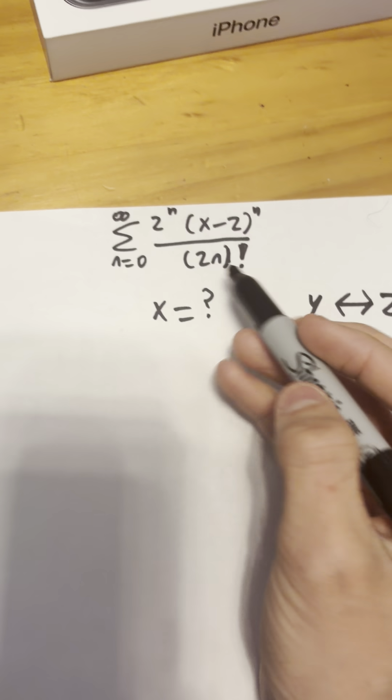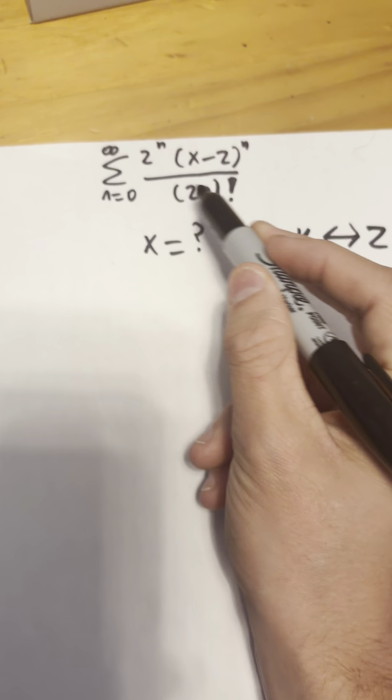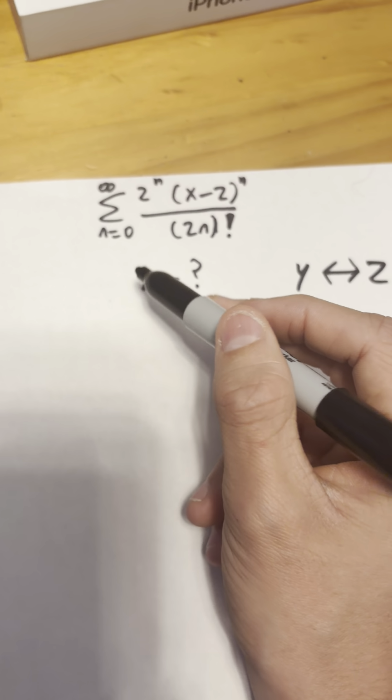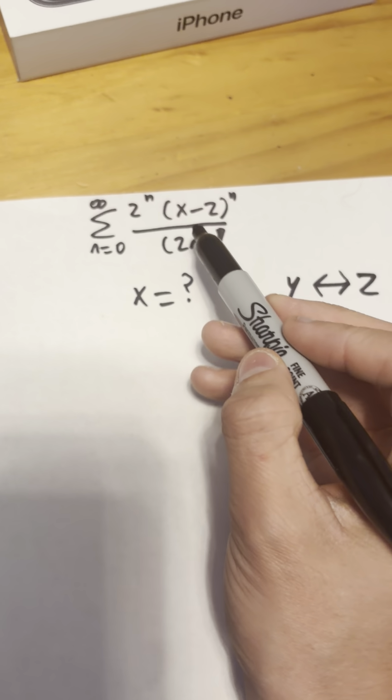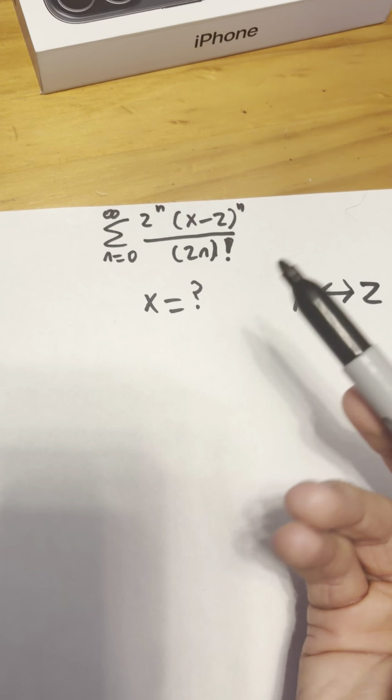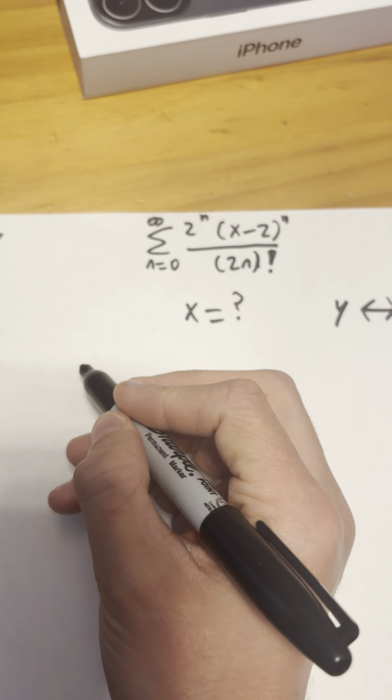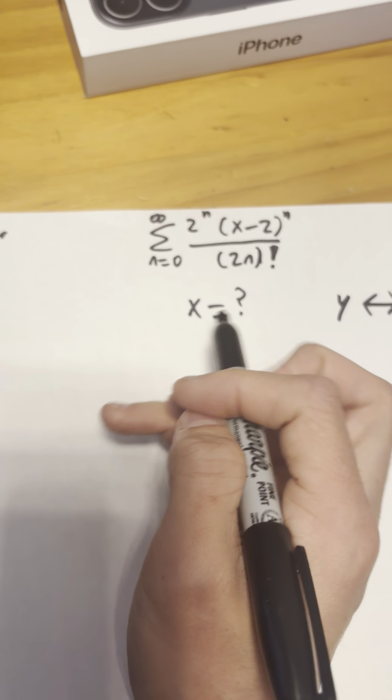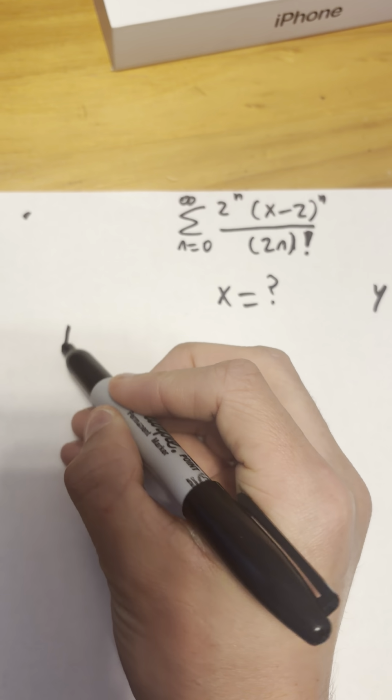Let's get to the problem. All right. So to find convergence, when there's an x inside of the series, it's kind of weird. So it's easy to use the ratio test to make this more beautiful.